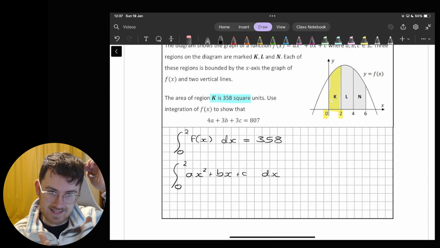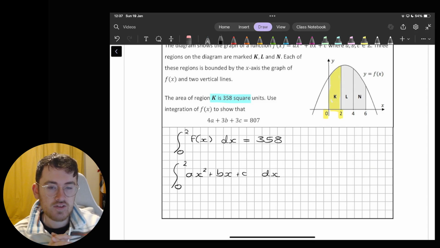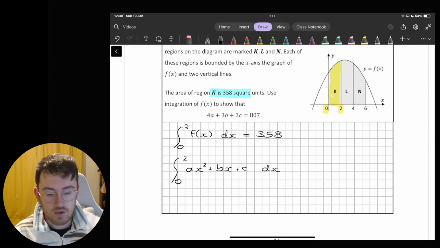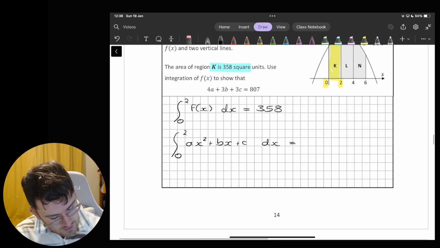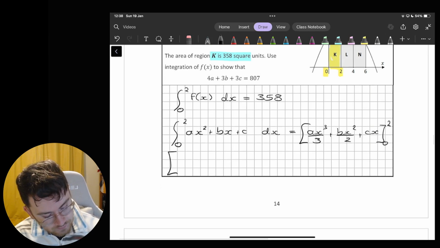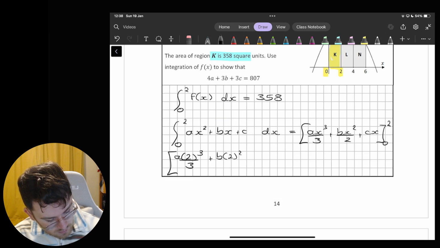I know because it's dx here that the variable that I'm integrating with respect to is x, so I'm only applying those integral rules to x. A, b, and c, as far as I'm concerned, are constants. I suppose I was told this at the start, they are just integers, so I'm not going to treat them as anything other than just numbers. Okay, so integrating that is going to give me ax cubed over 3 plus bx squared over 2 plus cx, to be evaluated at 0 and 2. So evaluating at 2 first of all, plus b times 2 squared over 2 plus c times 2.